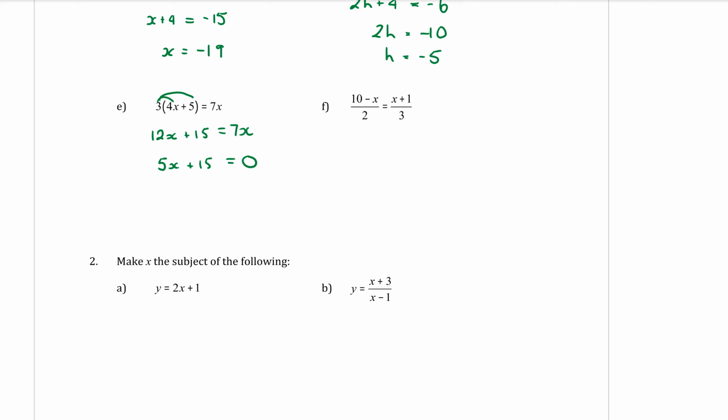If you move it the other way because you don't want to have 0 there, it just means that you have more negatives to play with, but that's fine. It still works. Now I subtract my 15, so 5x equals minus 15, and dividing by 5, minus 3.